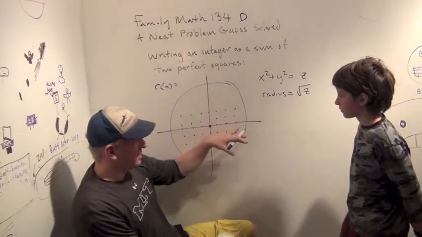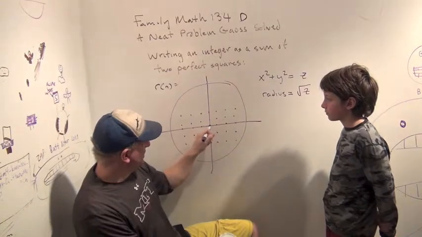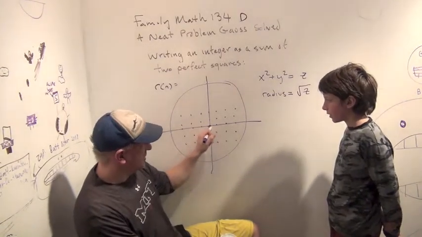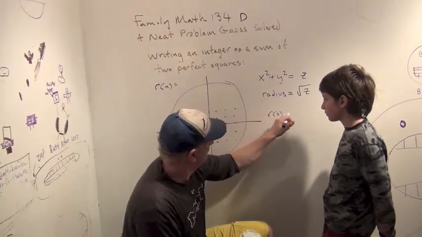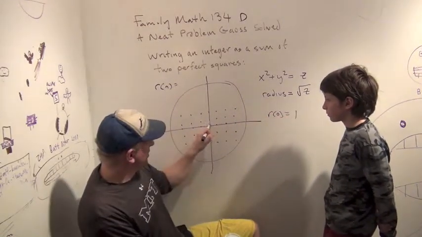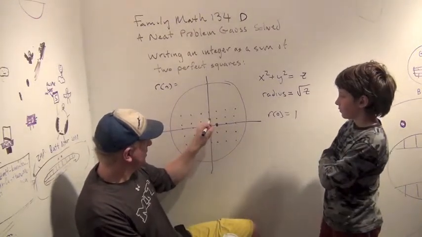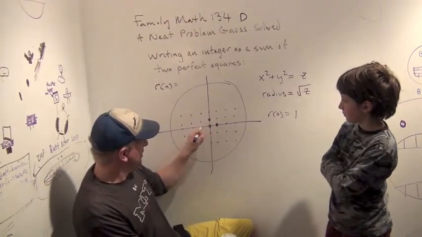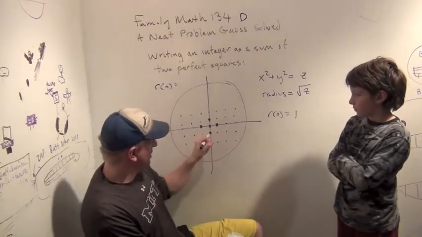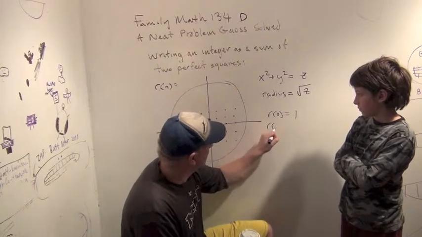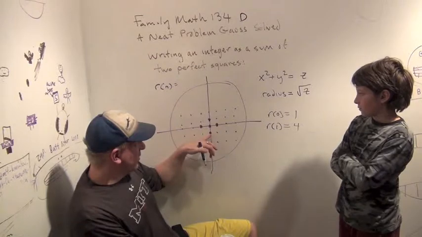Okay, whatever the radius. But you see, here's the point 0, 0. And that is the only point where the coordinates sum up to be 0. Here we have 1, 0, 0, 1, minus 1, 0, and 0, minus 1. Those are the only points where the squares of the coordinates add up to 1.